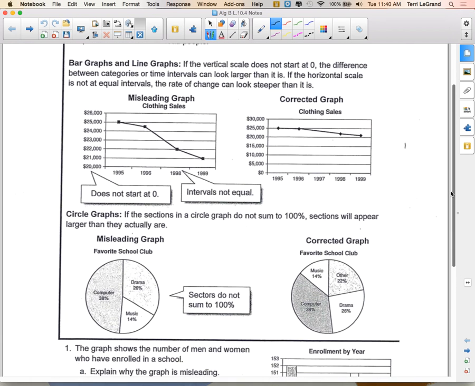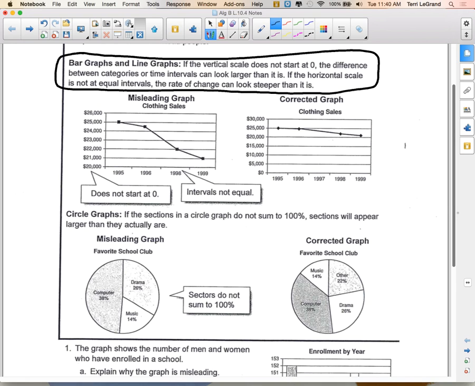So, bar graphs and line graphs. I want you to put a box around this because this is important. This is how they like to use them to mislead us. If the vertical scale does not start at 0, in other words, they just start at the bottom where 0 should be, and they start with a number that will represent their lowest value, but it's not really even close to 0.